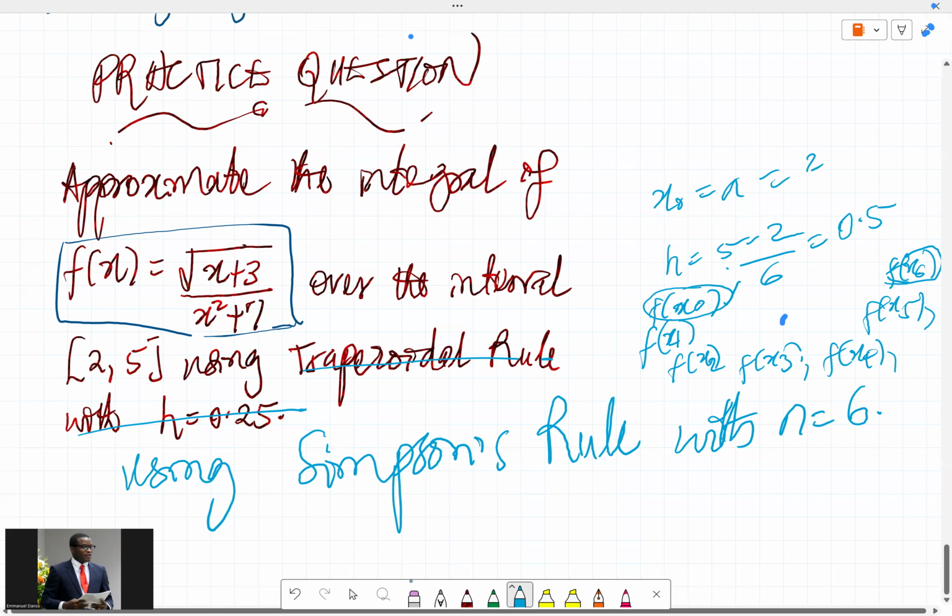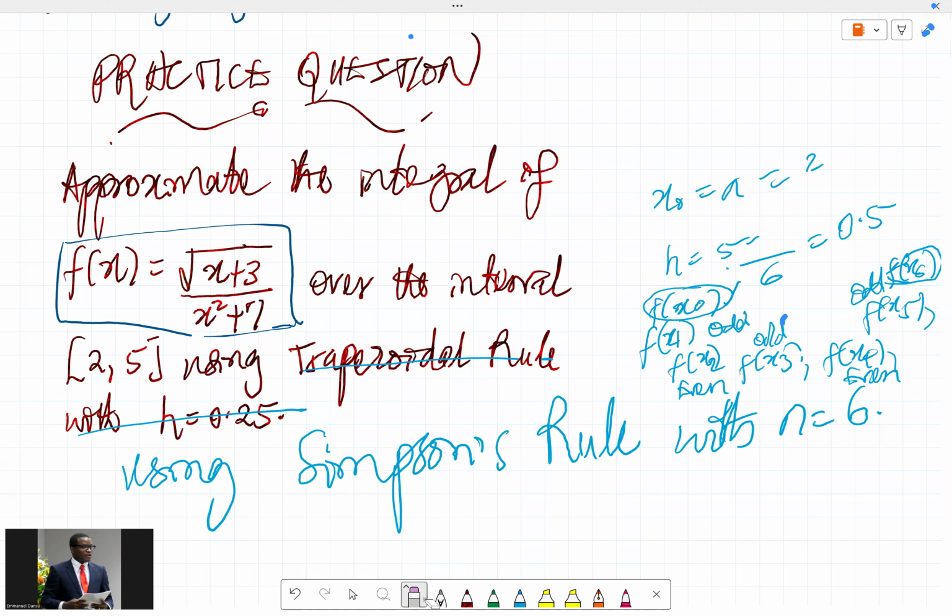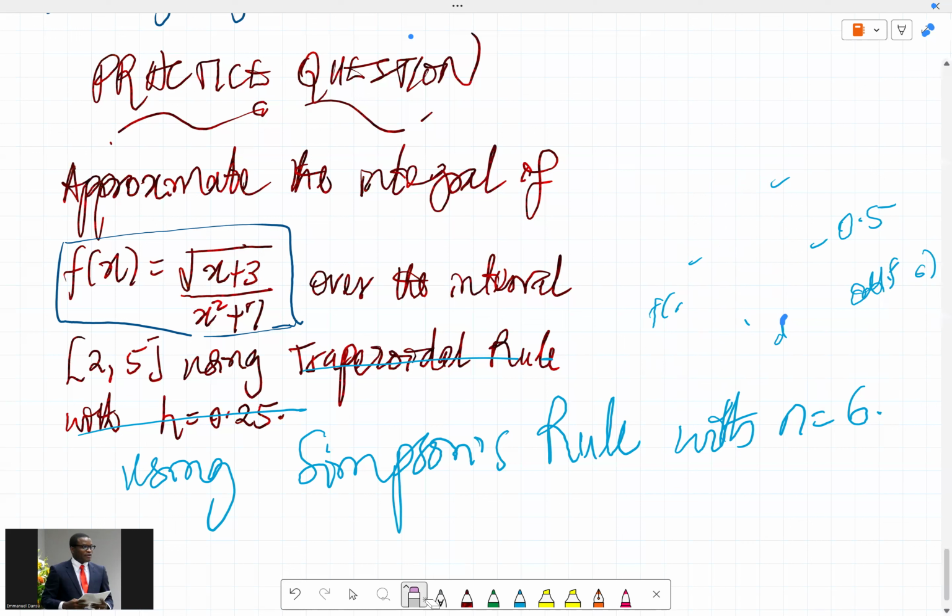Then for the odd ones, you're going to have 4 times all of those, and for the even ones, you're going to have 2 times the sum of those. So that's how that's going to be. Just work around that and let's see what you get.